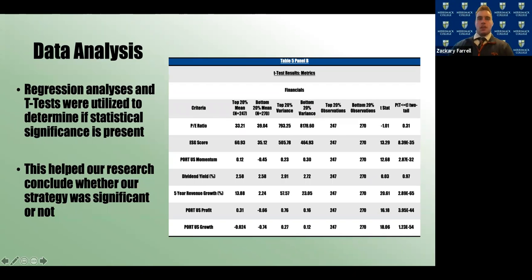Thank you, Max. In order to find any significance in our data, we conducted statistical analyses such as regressions and t-tests. We did this to determine if there was a proven difference between each of the metrics used for each sector, as well as cumulative and annualized returns between the top 20 and bottom 20% of companies. One sector specifically that I'd like to highlight is the financial sector, which had multiple statistically significant metrics such as ESG score, momentum, 5-year revenue growth, profit, and sales growth. I'd now like to invite Brittany Richard to talk about our results.